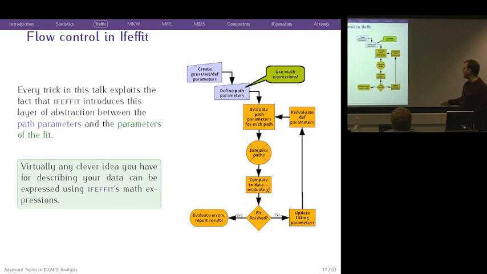If chi-squared has changed, then it uses an algorithm to update the values of all of the guess parameters. It reevaluates all of the parameters that are defined by math expressions in terms of the guess parameters, reevaluates the path parameters, does the sum, computes chi-squared, and goes through this loop until it stops changing, and then it writes the log file.